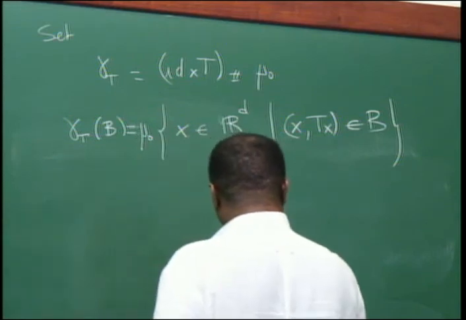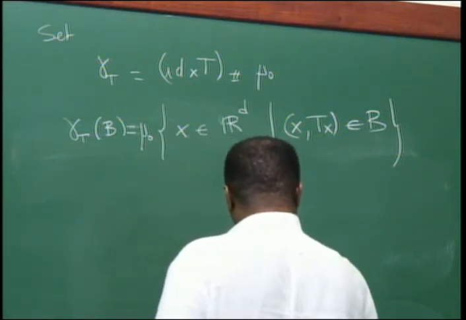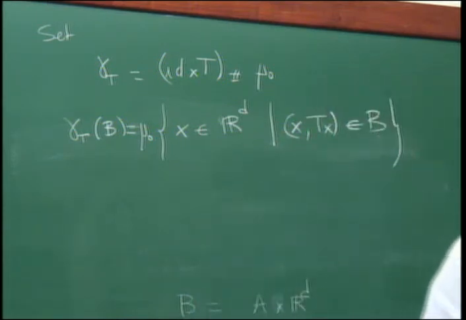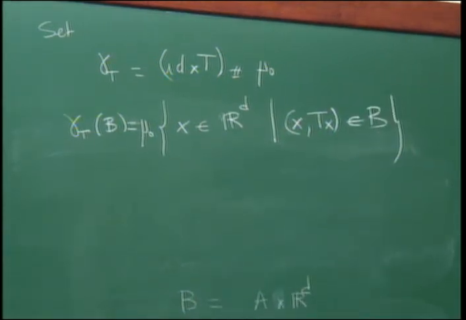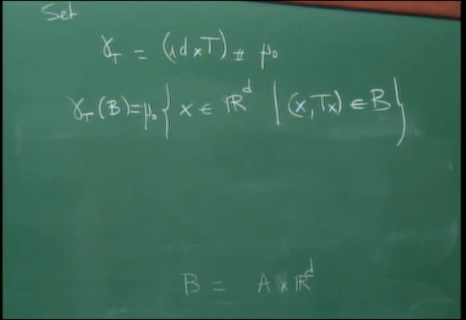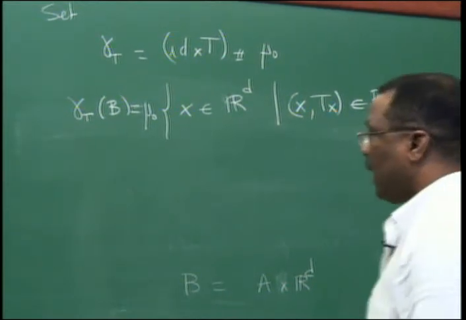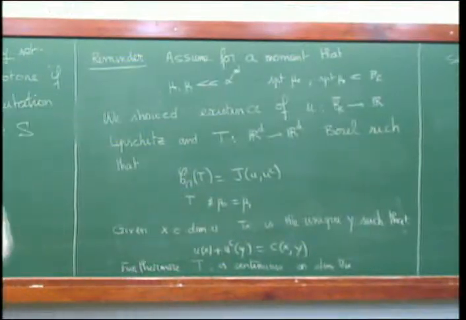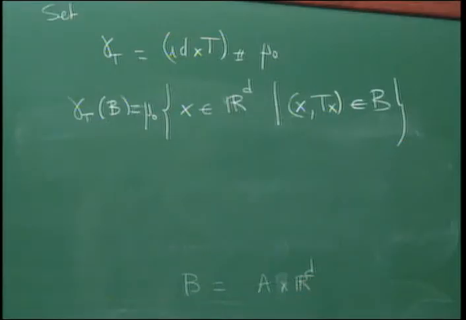Because if I take B equal to A cross Rd, gamma t of A cross Rd is mu naught of A. And if you take gamma t of Rd cross A, and you use the fact that t pushes mu naught forward to mu1, you get that it is mu1 of A.